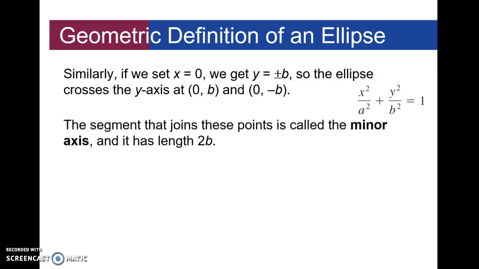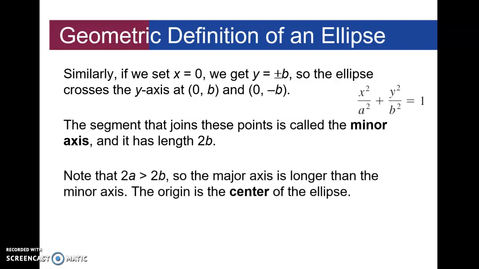Okay? Now the segment that joins that shorter distance from top to bottom in this case is called the minor axis. And since (0, b) is b places from the center at (0, 0), and (0, -b) is b places from the center at (0, 0), then b plus b, or 2b, is the length of that minor axis. Again, it will always be the shorter. Keep in mind, a is always bigger than b.